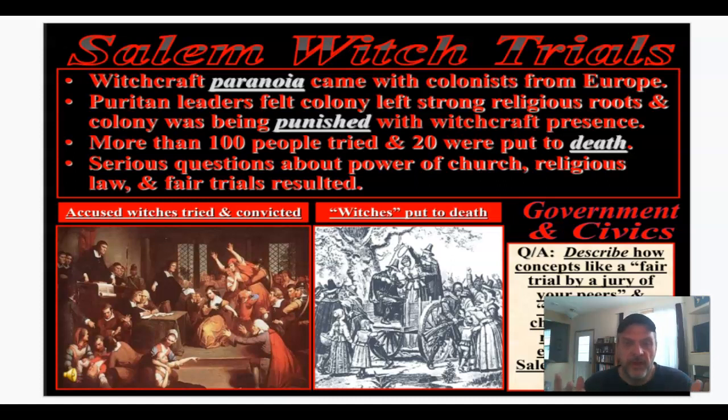And of course, historians have largely said, well, that just simply wasn't the case. But that's not what they believed in 1692. So they put more than 100 people on trial. Many of them were young women, and 20 of them were actually put to death. And you can see here a rendition of the Salem witch trials that took place, accused witches that were tried and eventually convicted. And also this one here, they were hanged in public as punishment.